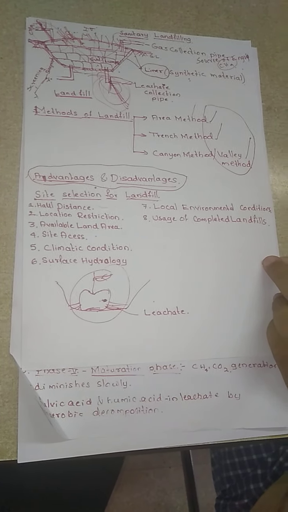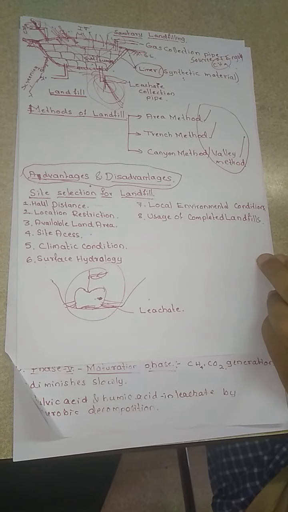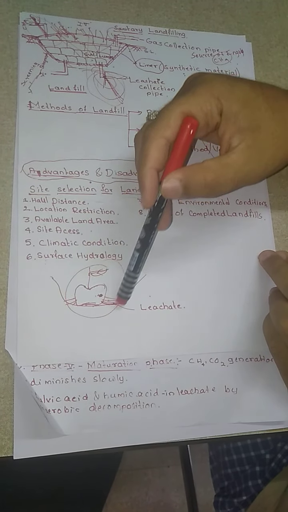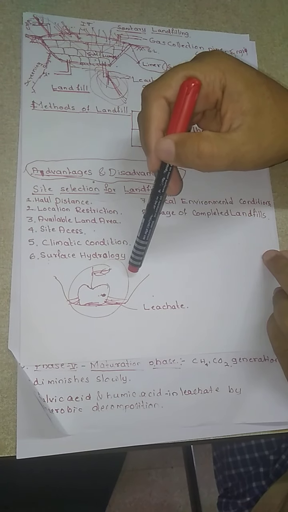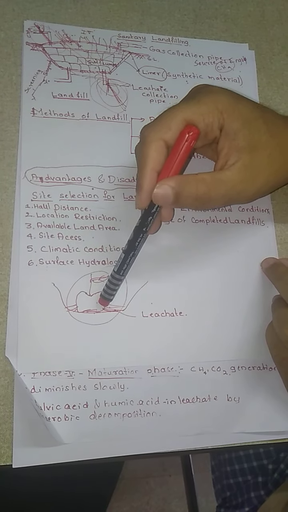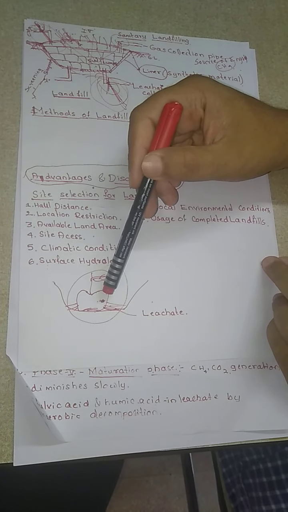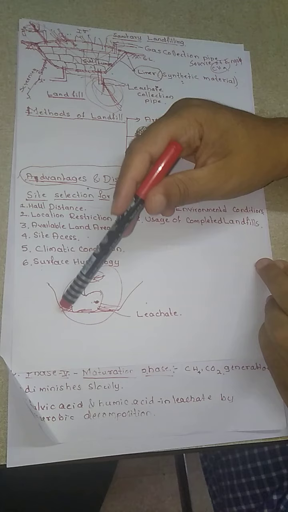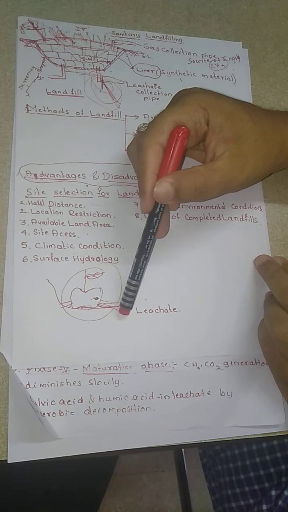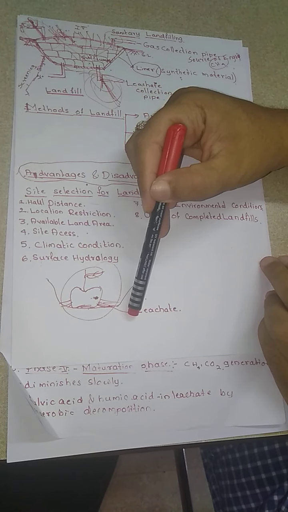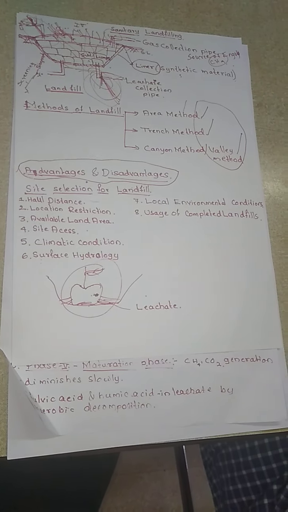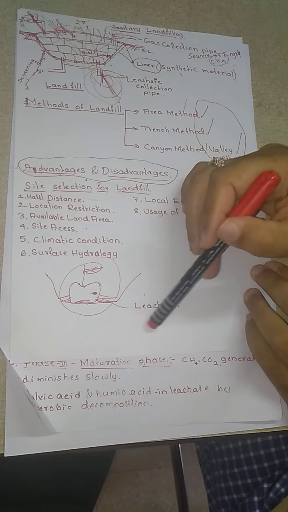Now again we will see what this leachate is. Leachate is nothing but, when we keep biodegradable waste material and allow it to degrade, after some amount of time that degraded material starts to give out liquid. That liquid, generated due to decomposition, we call leachate.